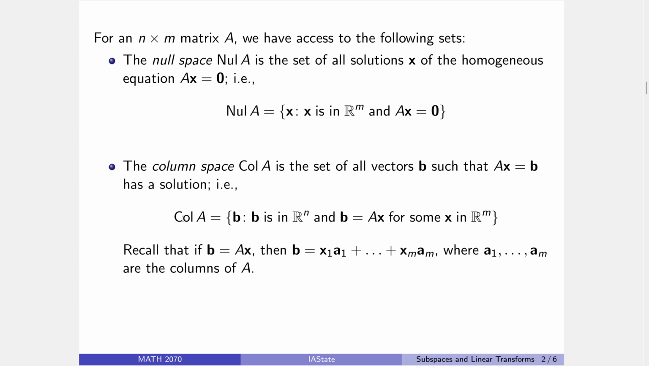The column space can also be considered the elements b that can be written as A times x. But recall, A times x is a linear combination of the columns of the matrix. So in other words, the column space is precisely the span of the columns.